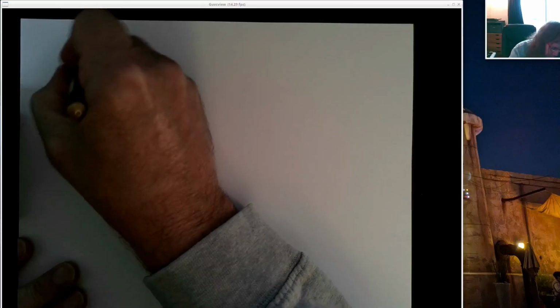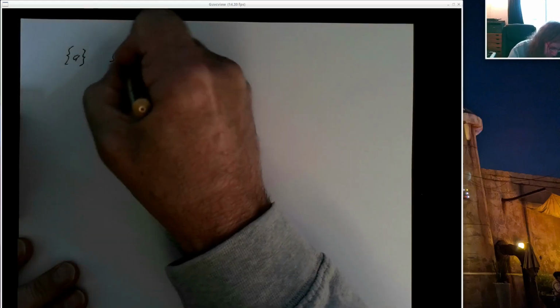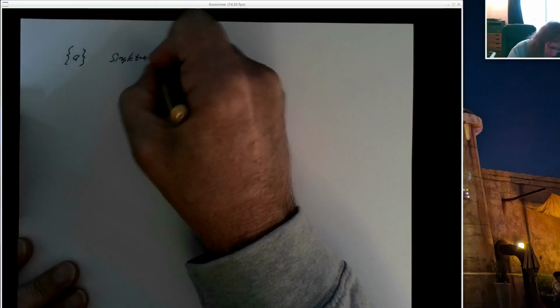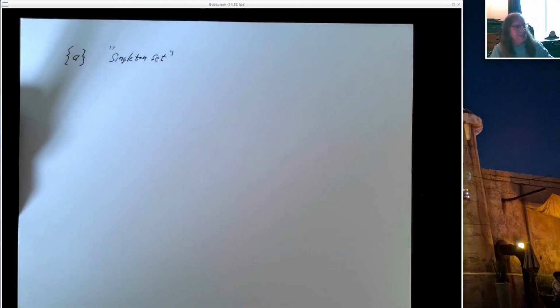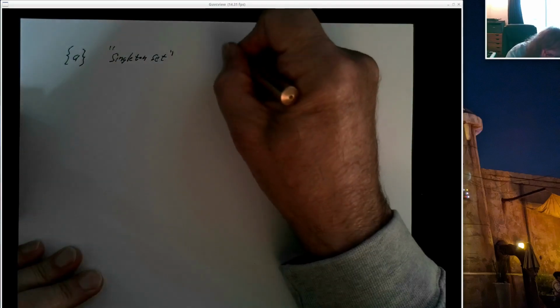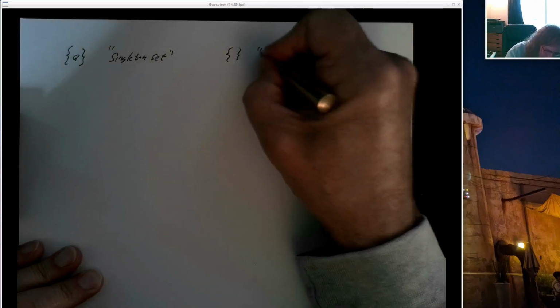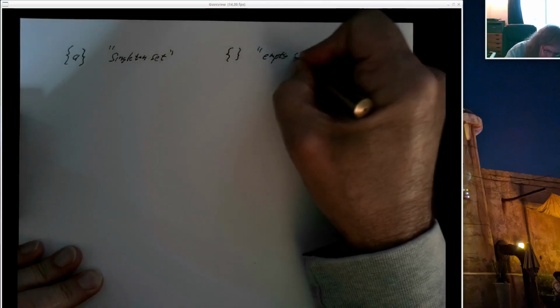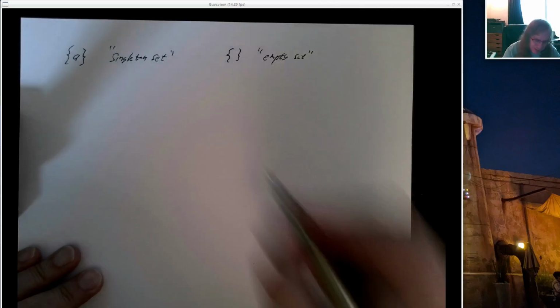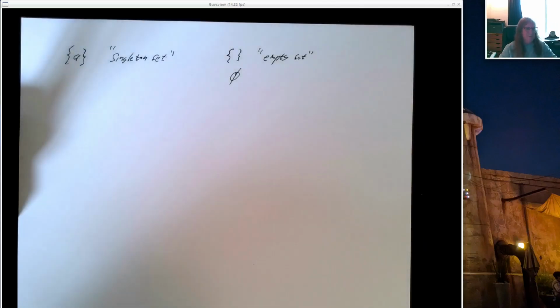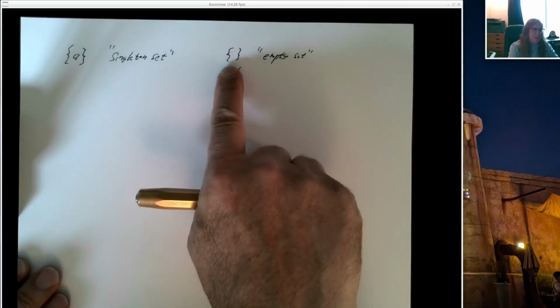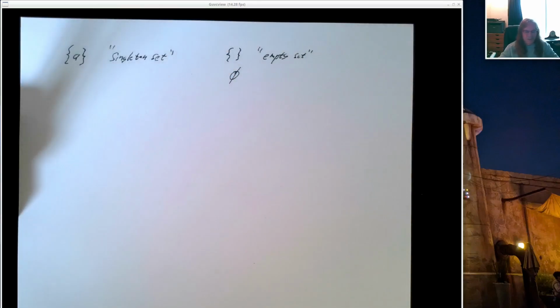Alright, we can also have a singleton set. A singleton set is just a set containing exactly one element. So if it's only got one thing in it, that's called a singleton set. A set containing no elements is called the empty set, and we have a special symbol for this. We can also write a 0 with a slash through it. So this means the empty set. This also means the empty set.